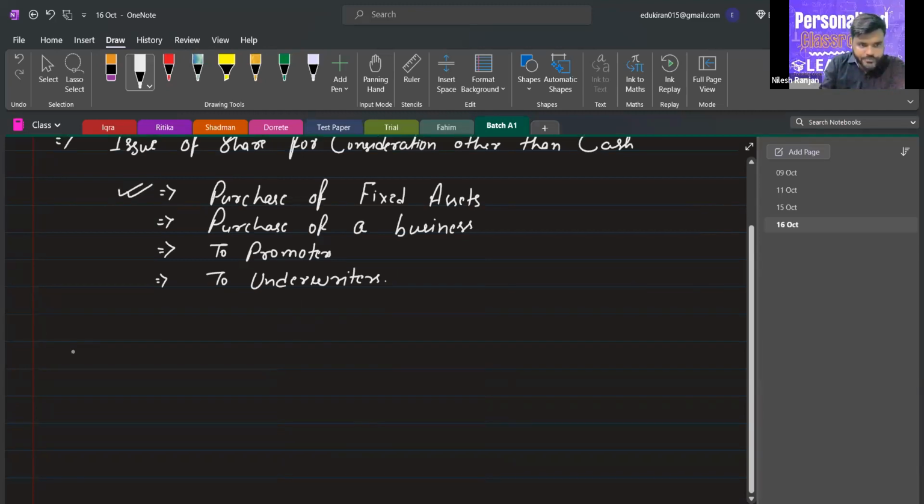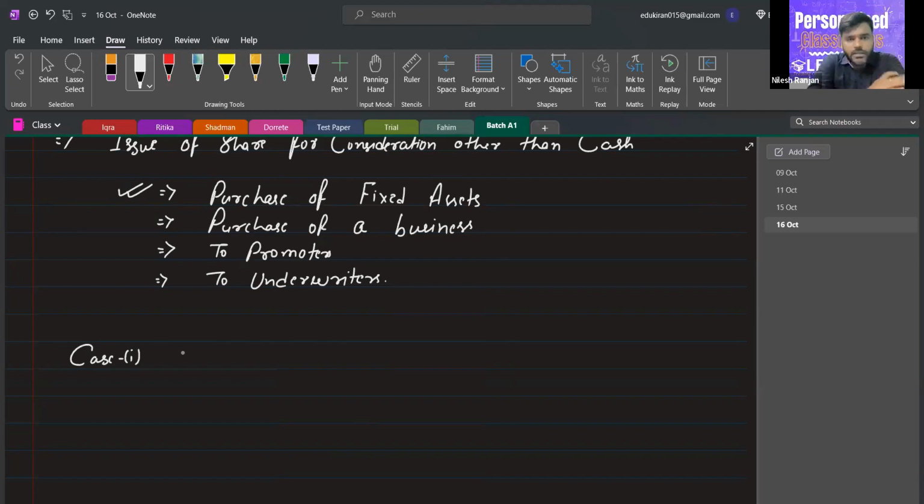First case: purchase of fixed assets. Now, when you write the theoretical part, let me write it here. Purchase of fixed assets. Okay, now we are purchasing fixed assets. Can you tell me the journal entry if we purchase an asset?